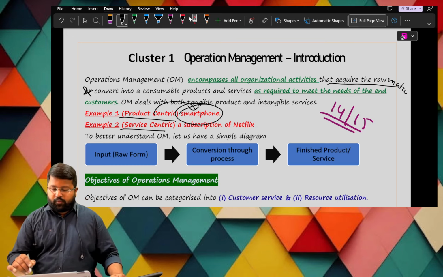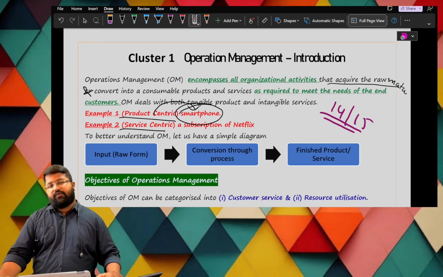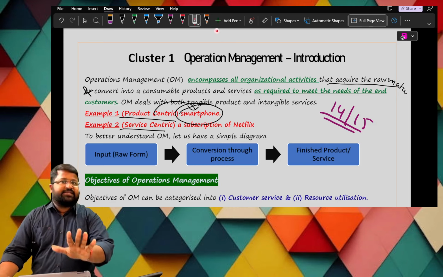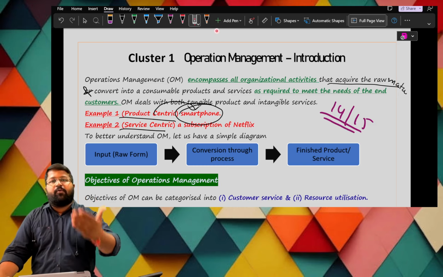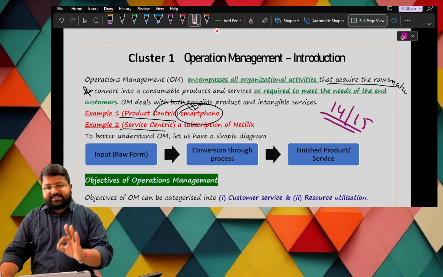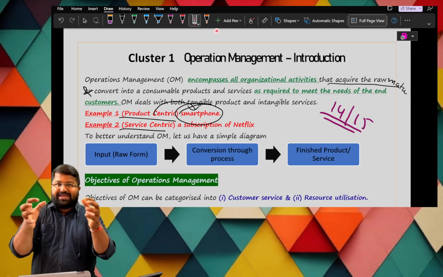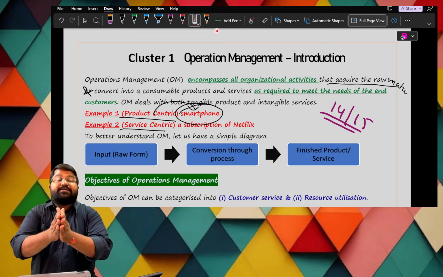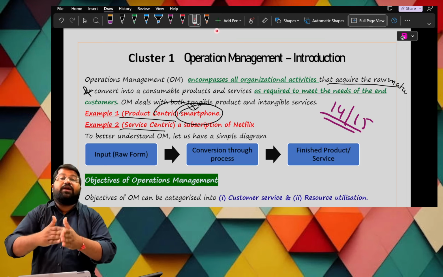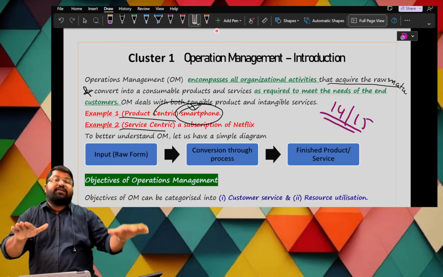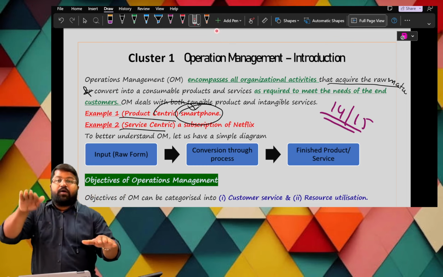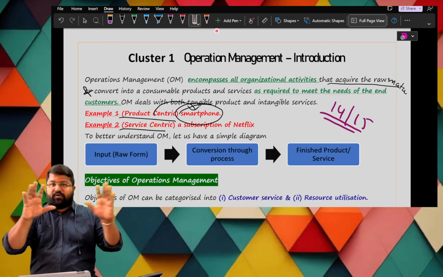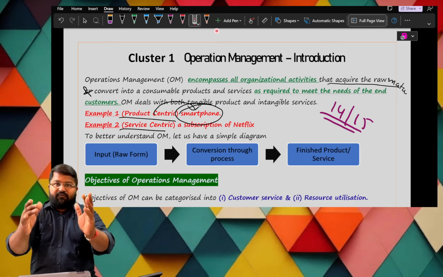Now, what are the objectives of operations management? This is enough about operations management, more than sufficient. If you study more, there is no use. Just understand what operations management is. Finally, I am summarizing. It encompasses all the activities that convert raw material into final product. So what is the chain? Raw input, that is raw material. We do process and finally we produce output. This is the brief summary of the OM definition.